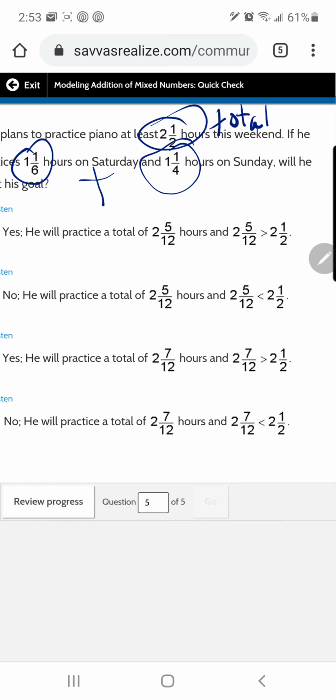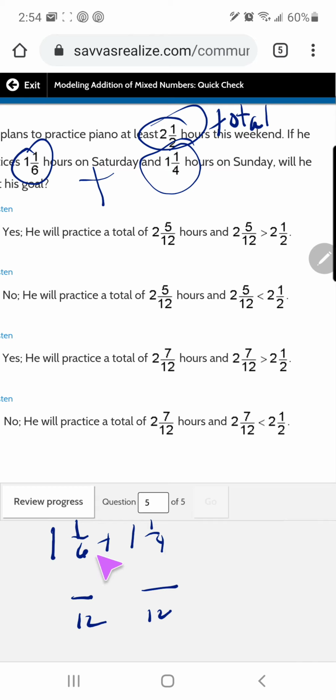Now, let's go ahead and add 1 and 1/6 plus 1 and 1/4. All right. I'm going to do it at the bottom again. 1 and 1/6 plus 1 and 1/4. I'm just going to go real quick. The least common multiple for 6 and 4 is actually 12, because 6 times 2 gives me 12 and 4 times 3 is 12.